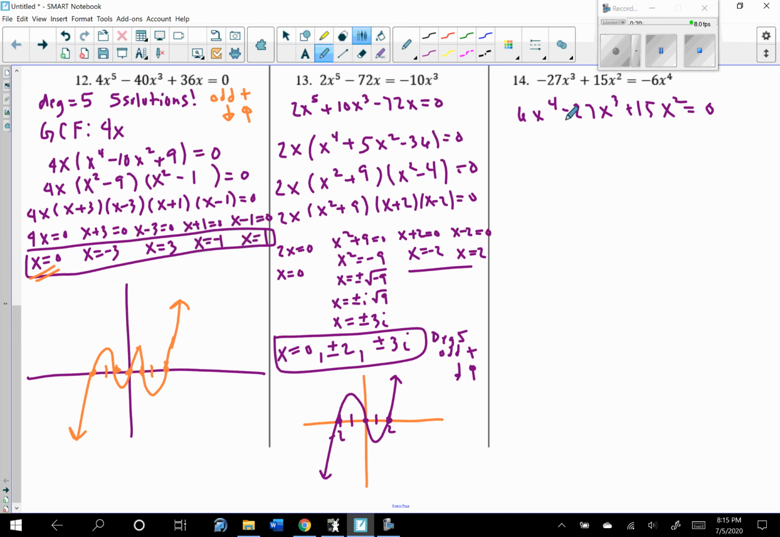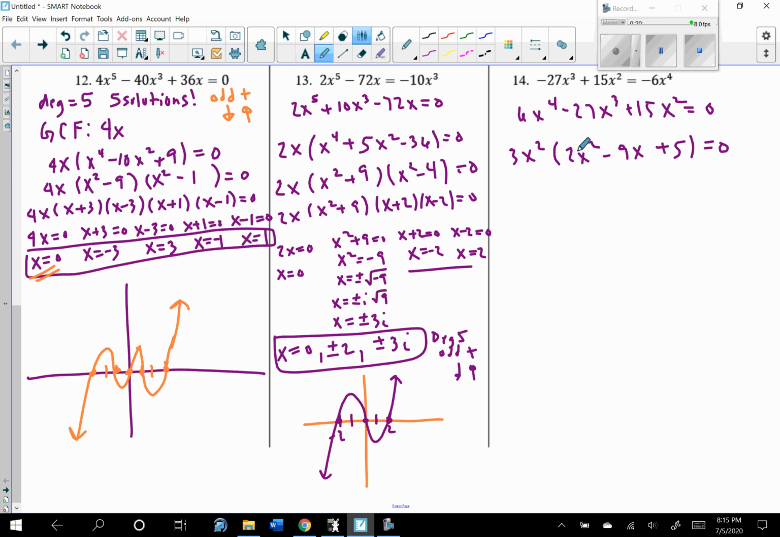So for this one, I have a greatest common factor is the first thing to look for, which looks like 3 can go into all of these and 2 x's. So when I take out 3x squared, I get 2x squared minus 9x and then plus 5.